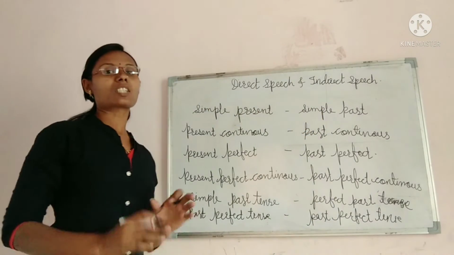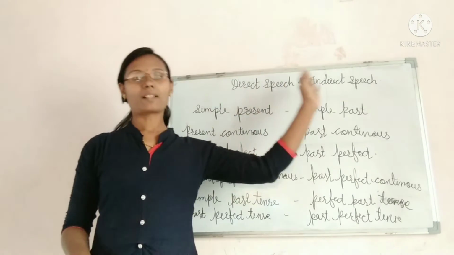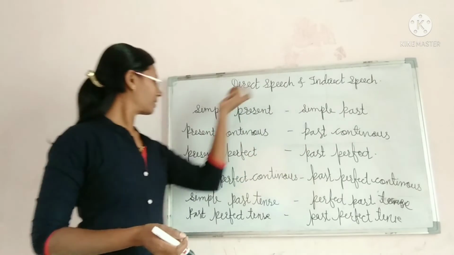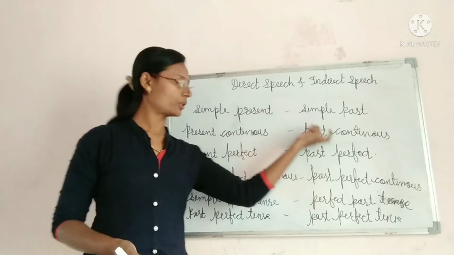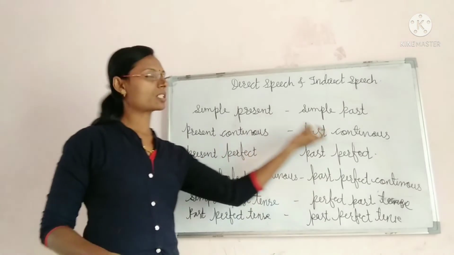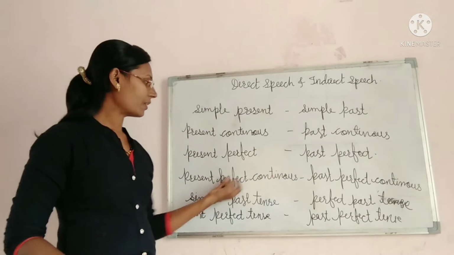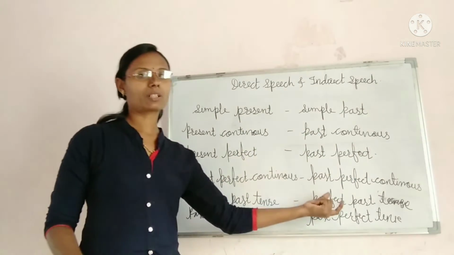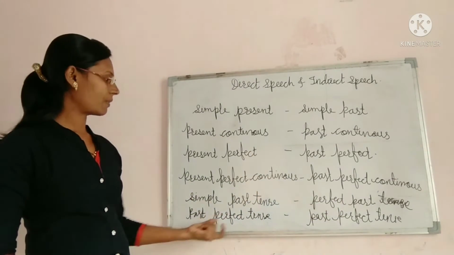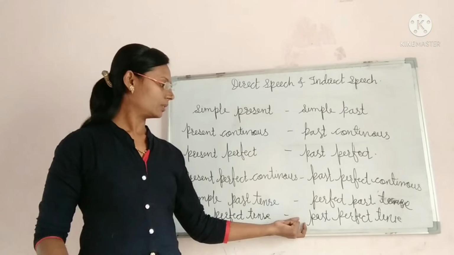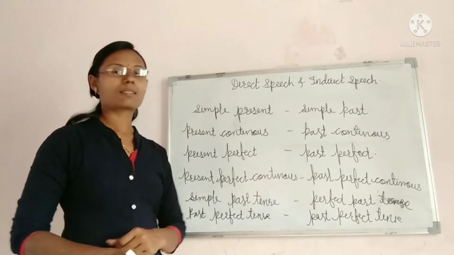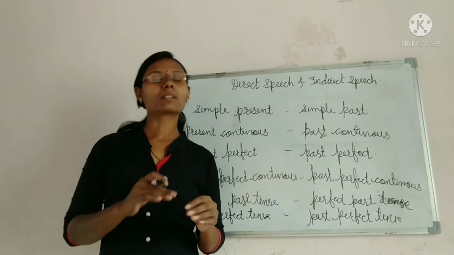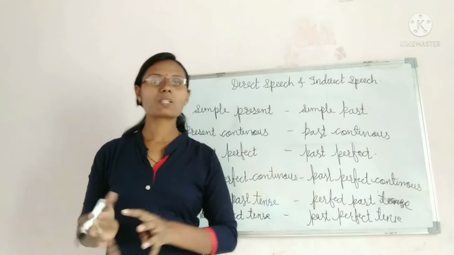So when we are changing the tense while doing direct or indirect speech, there are changes in the tenses. Simple present tense will change into simple past, then present continuous will change into past continuous, then present perfect will change into past perfect tense, then present perfect continuous will change into past perfect continuous tense, then simple past will change into past perfect tense, and then past perfect will remain past perfect tense. So I hope you understood how the changes occur in the different tenses while changing direct speech into indirect speech.